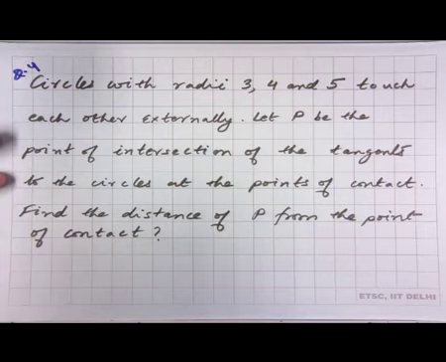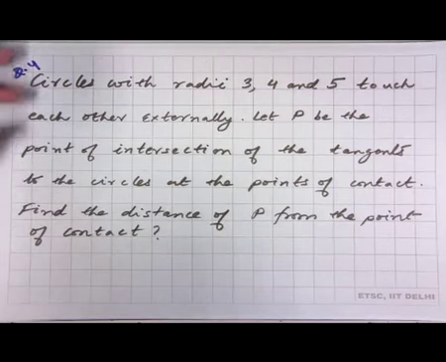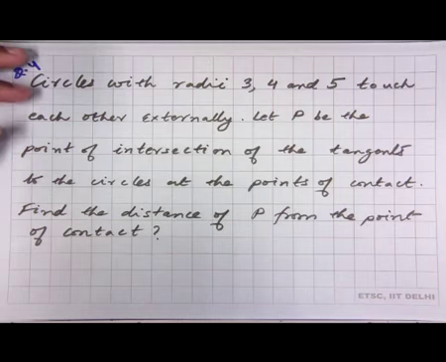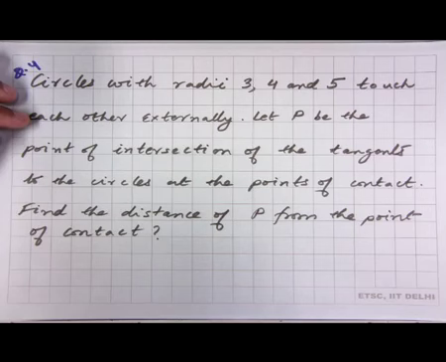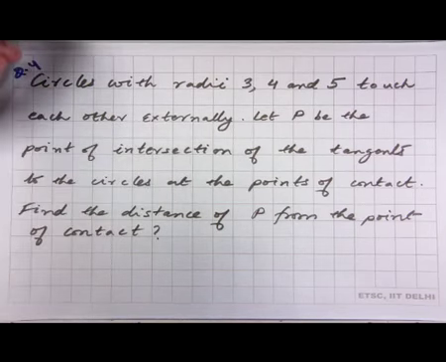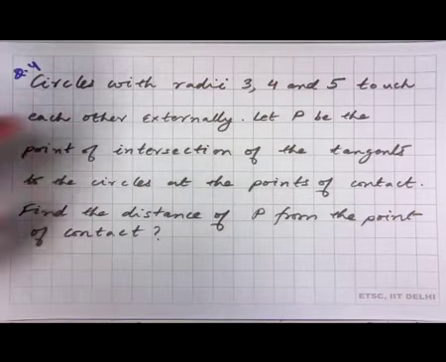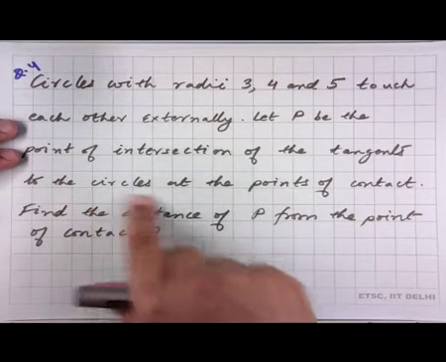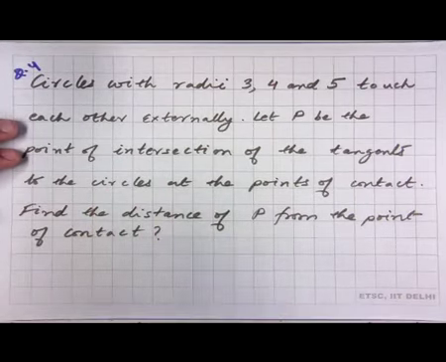In the question it is stated that there are three circles whose radii are 3, 4 and 5, and they touch each other externally. And let P be the point of intersection of the tangents to the circles and the point of contact. So, in this problem we have three circles. Let us draw these three circles one by one.